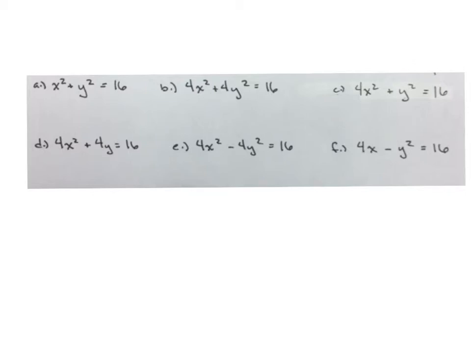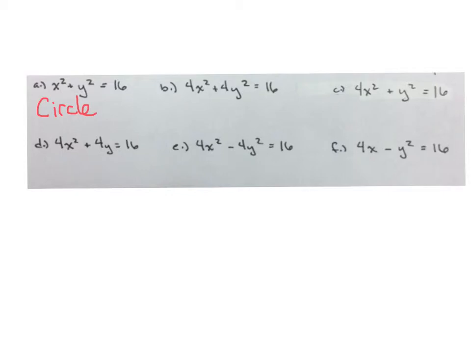For this problem, we want to identify each conic. Looking at the first equation, I notice that each term is squared, and their coefficients are the same. That means that this one is the equation of a circle.